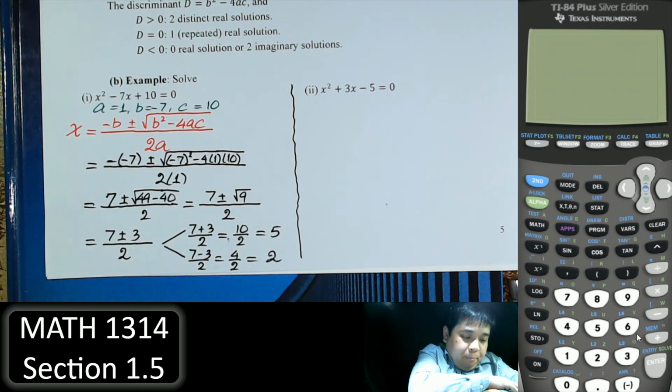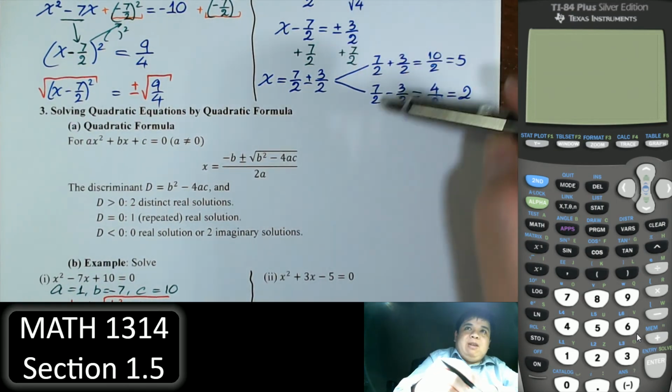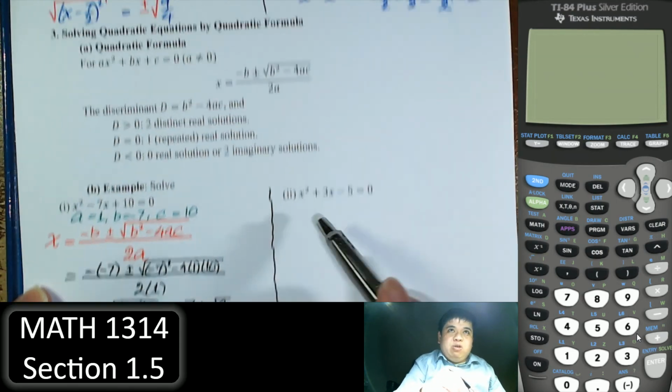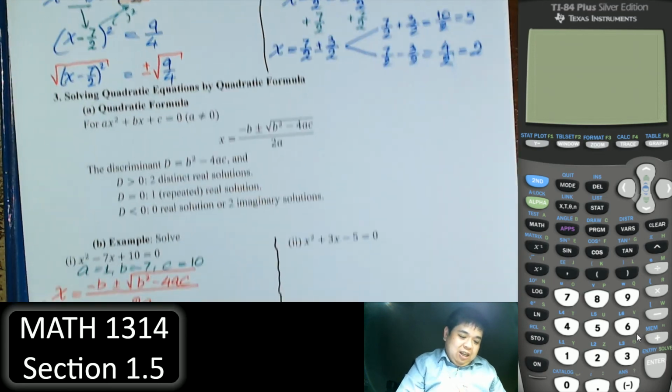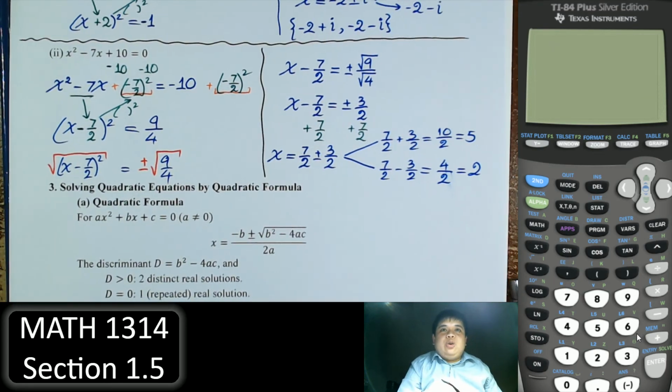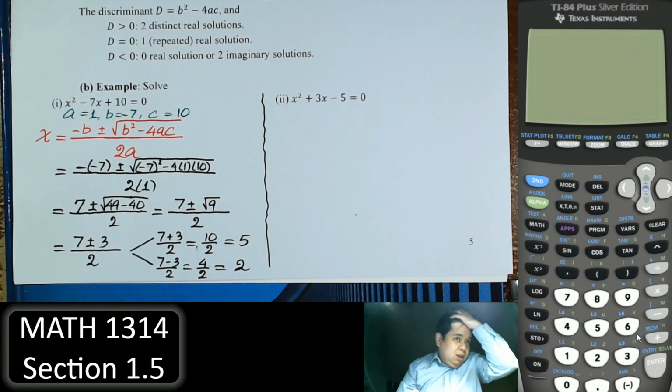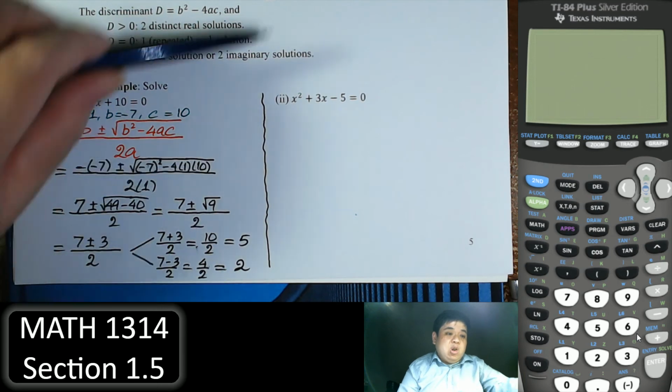Yeah, so straightforward. Of course, we use completing the square. We have 5 and 2. Of course, you see the numbers look familiar. We have 7 half plus 3 half, 7 half minus 3 half. So of course, the quadratic formula is derived from completing the square. So that's why the numbers look similar to that.